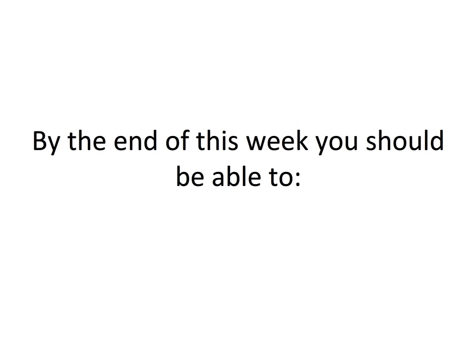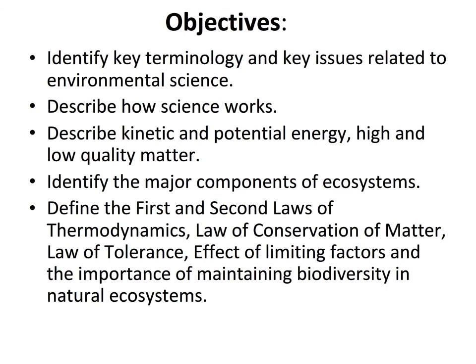By the end of this week you should be able to meet the following objectives. Identify key terminology and key issues related to environmental science. Describe how science works. Describe kinetic and potential energy, high and low quality matter. Identify the major components of ecosystems. Define the first and second laws of thermodynamics, law of conservation of matter, law of tolerance, effect of limiting factors, and the importance of maintaining biodiversity in natural ecosystems.